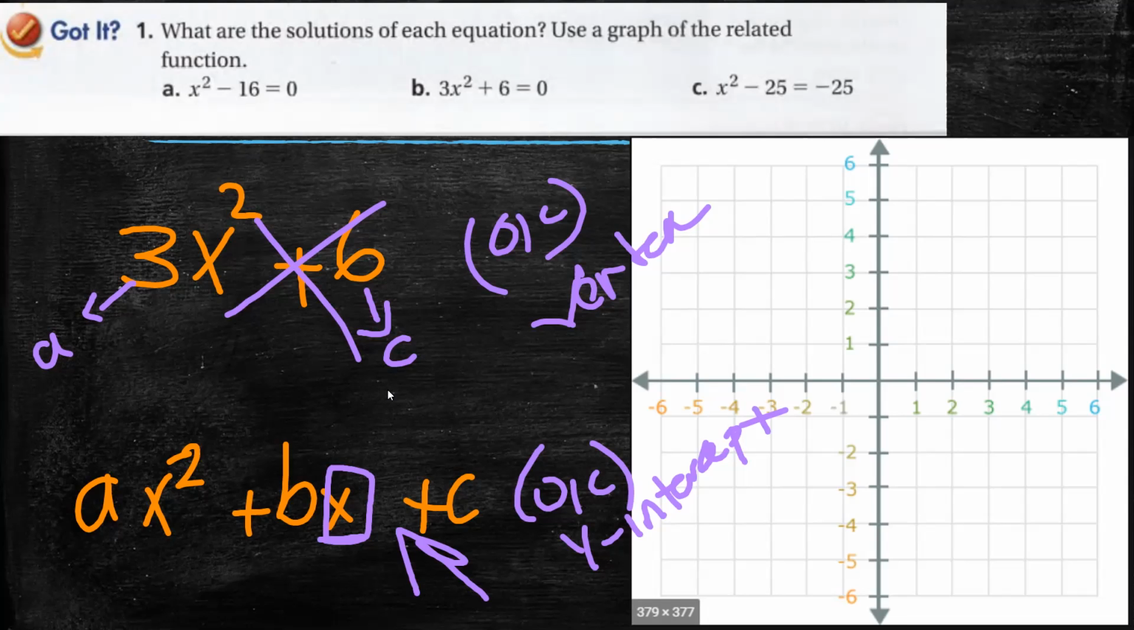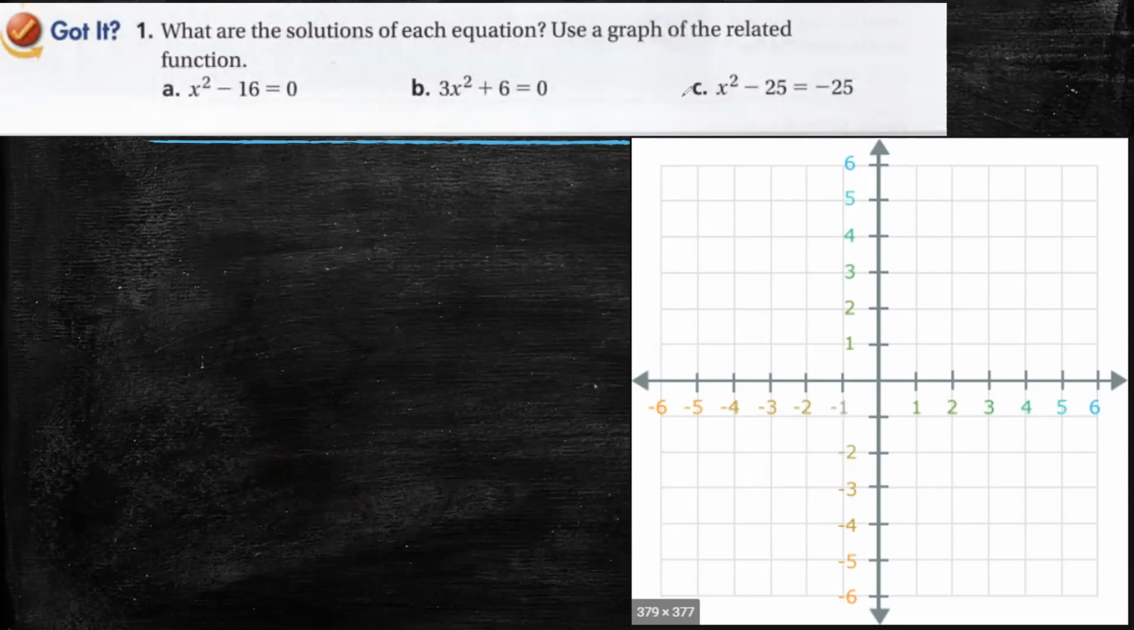Now let's do c. At c here, look at it. We have x squared minus 25 equals negative 25. Before graphing, this one is not written in the standard form. I told you, if you want to graph it in standard form, you have to put all the variables and numbers on one side, and on the other side, you have to put 0.